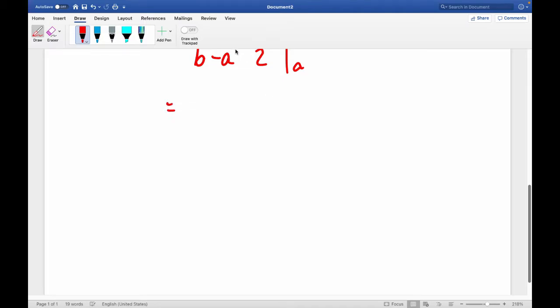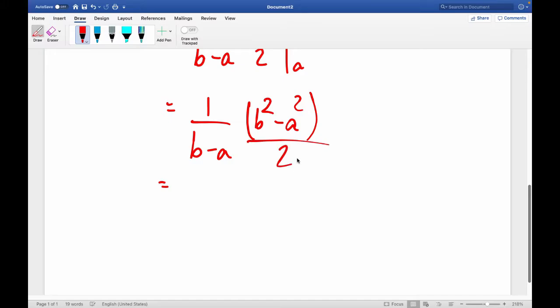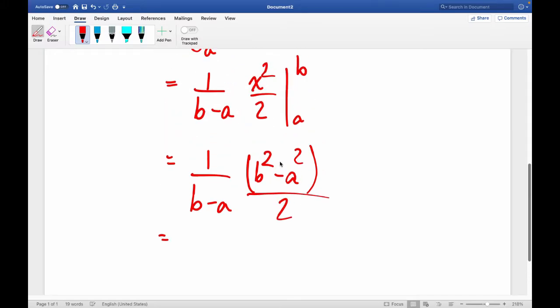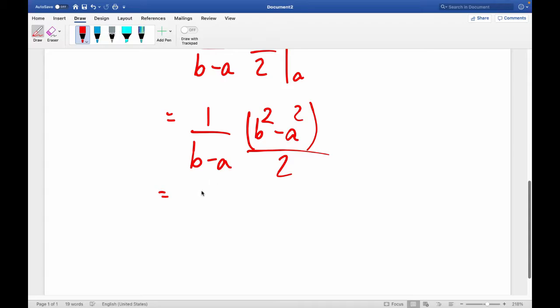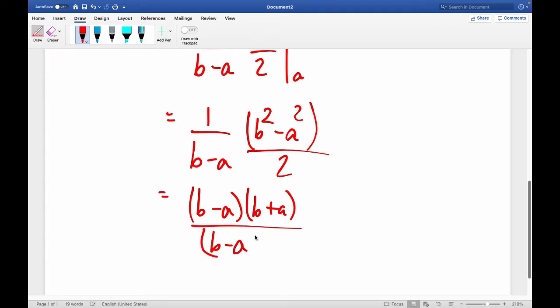Then this is going to turn into b squared minus a squared, divided by 2, right? But this is a difference of two squares, so I can write that as b minus a times b plus a, divided by b minus a times 2. And since we're assuming a doesn't equal b, it's okay to cancel these out to get a final answer of a plus b over 2.